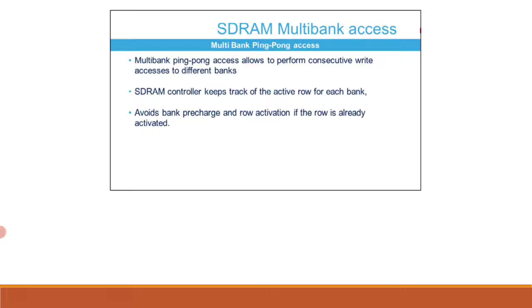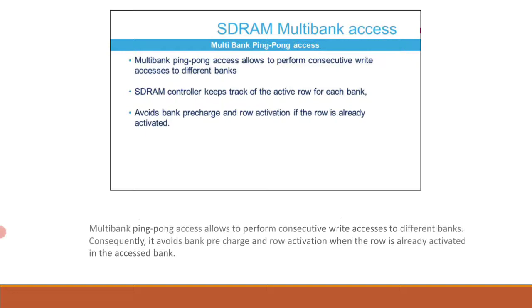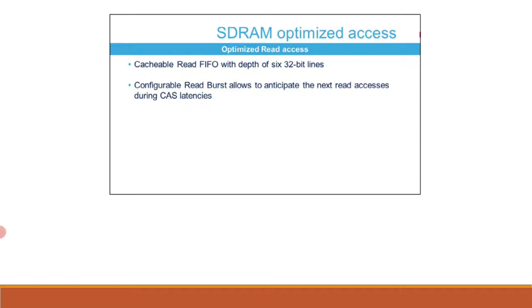Consequently, it avoids bank pre-charge and row activation when the row is already activated in Access Bank. So what about optimized access? A cacheable read FIFO, first in first out, with a depth of 6 32-bit lines. Configurable read burst allows to anticipate the next read access during CAS latencies, which is an advantage.